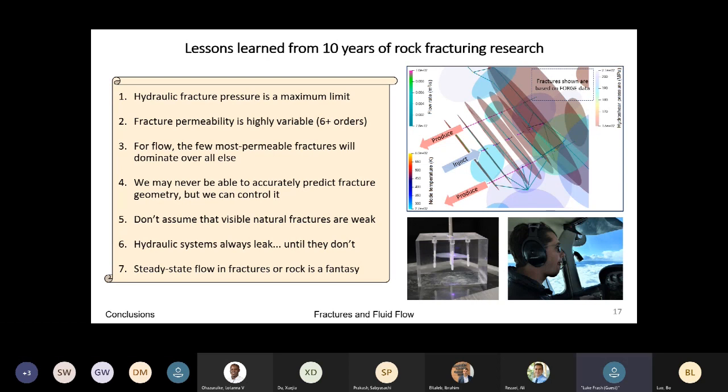And then steady state flow is a fantasy. This might be overly presumptuous of me to claim, but I have never seen steady state flow in flow through a fracture, whether a hydraulic fracture or a shear fracture. I just haven't seen it. The closest I've gotten is clean pipes and no rock in the system. But there's always some transients in flow from what I've seen.